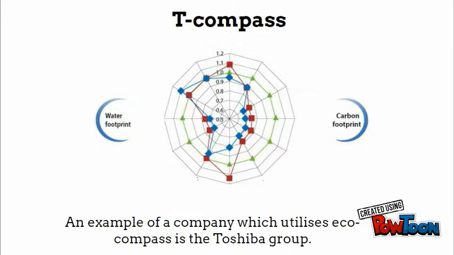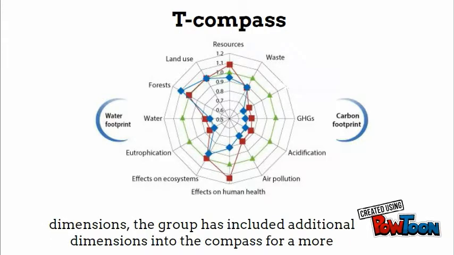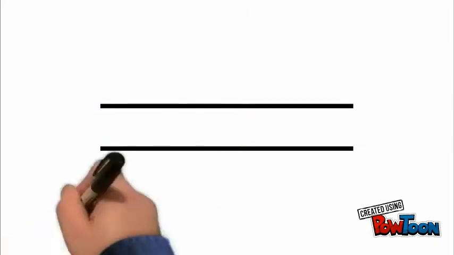An example of a company which utilizes EcoCompass is the Toshiba Group. T-Compass, an environmental management tool, is an adaptation of EcoCompass. Instead of 6 dimensions, the group has included additional dimensions into the compass for a more comprehensive analysis based on their needs.